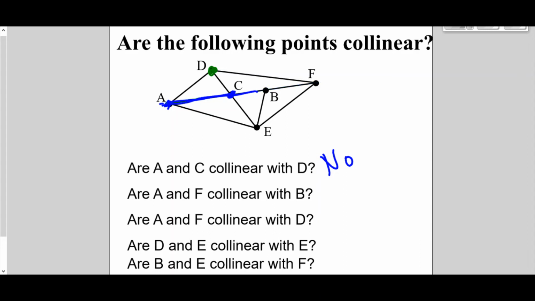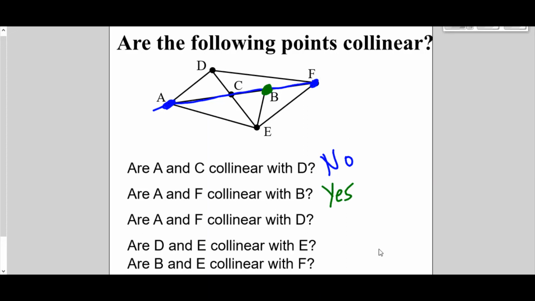Are A and F collinear with B? So here's A and F. Those are on this line. Is it collinear with B? So is B on the same line? So notice if I draw my dot at B, it goes straight across the line that is AF. So here we would say yes.